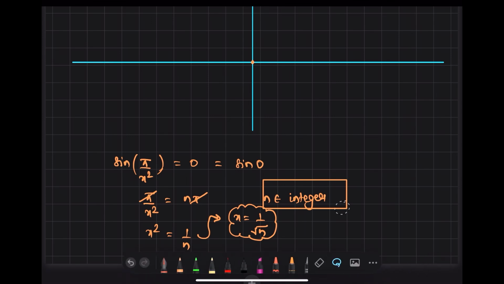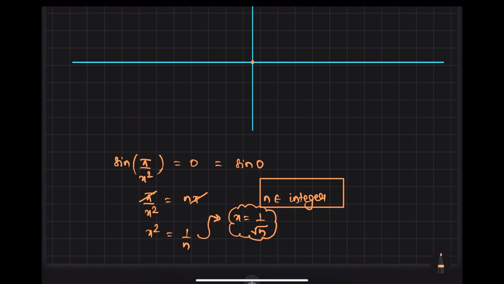Now just think about the first natural number. What is the first natural number? It is 1. So if n is 1, x will be equal to 1. Suppose this is 1. Now you will have a 0 at the second value of n. What is the second value of n? It is 2, so it will become 1 by root 2. Is 1 by root 2 smaller than 1? Yes, it is smaller than 1. So you will have a second root over here, approximately.